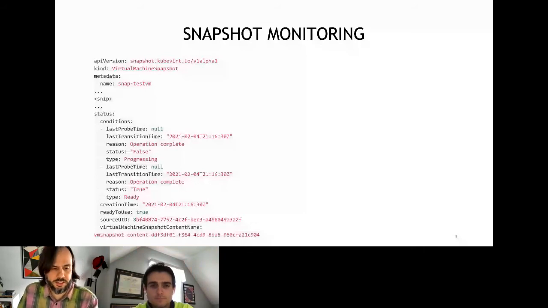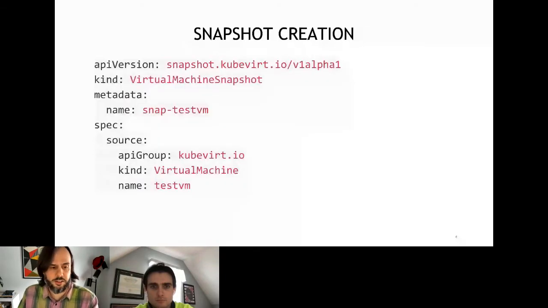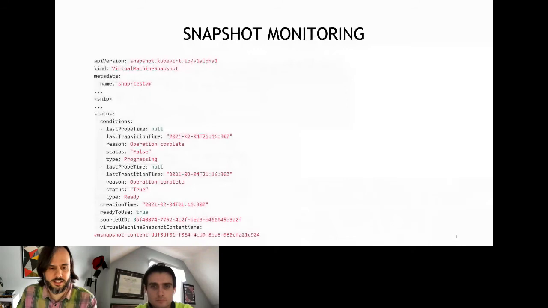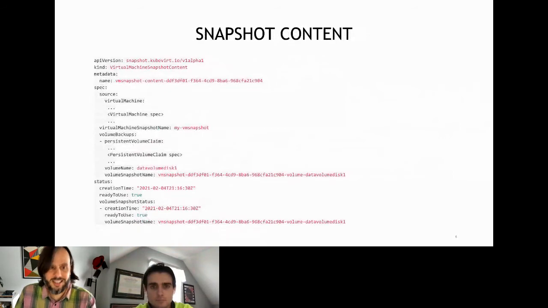So one interesting thing I want to point out at the bottom is this volume snapshot content name. Back here, we introduced this virtual machine snapshot resource, but there's also this VM snapshot content reference. Well, what is that? There's a virtual machine snapshot content resource, and it is similar to, if you are familiar with the CSI volume snapshot API, there's volume snapshot and volume snapshot content.